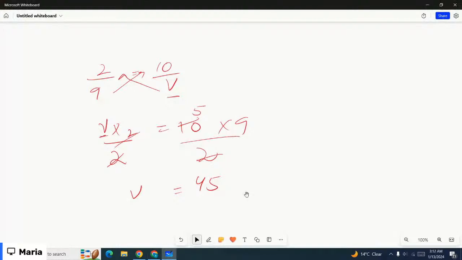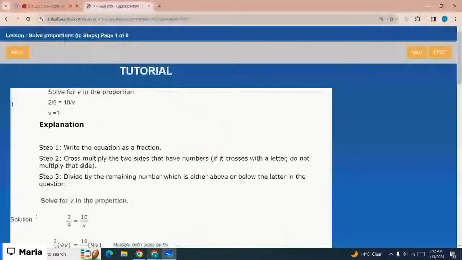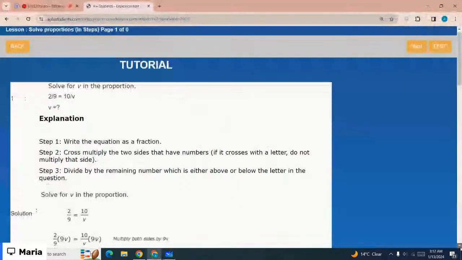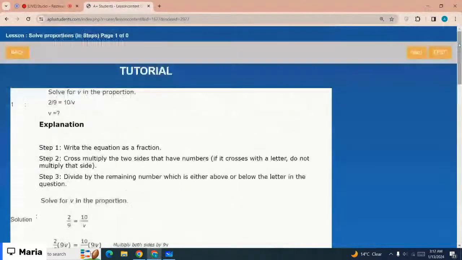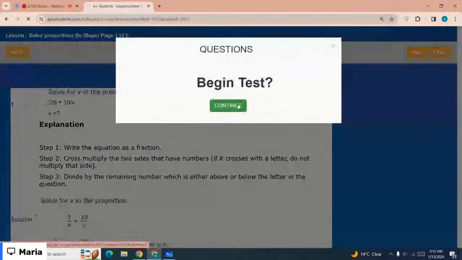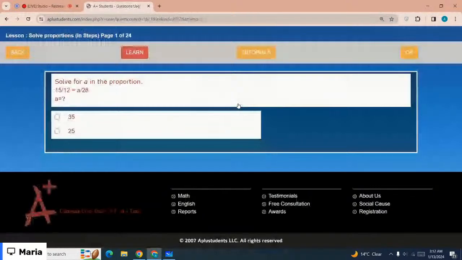So V equals 45, right? Let's just start with the test questions. Solve for A in the proportion. You need to solve this proportion for A.